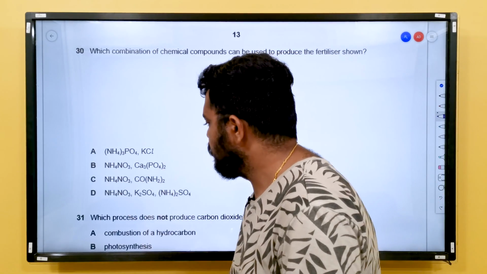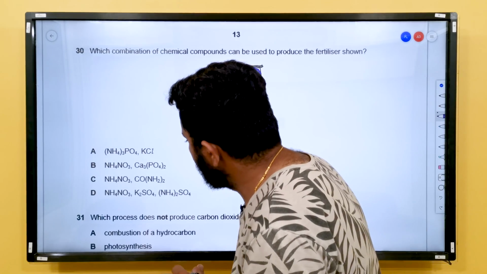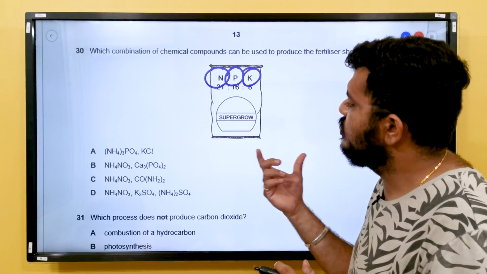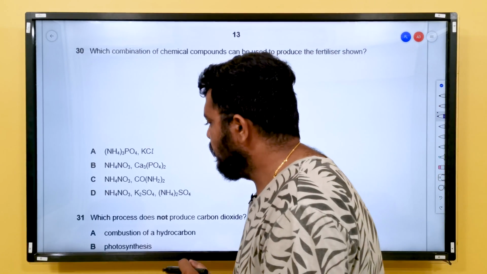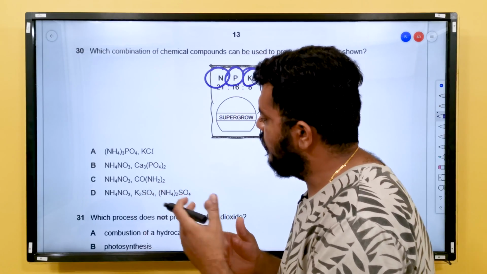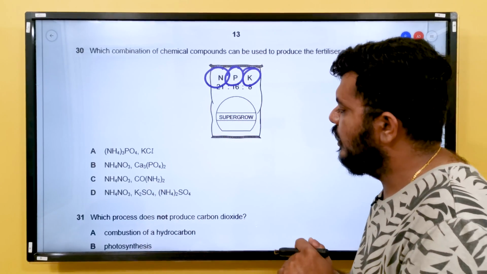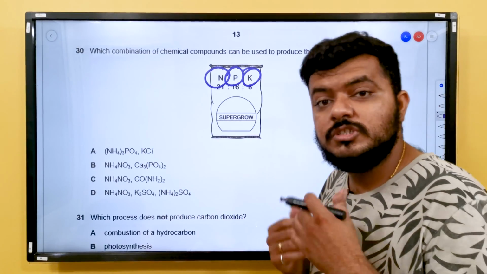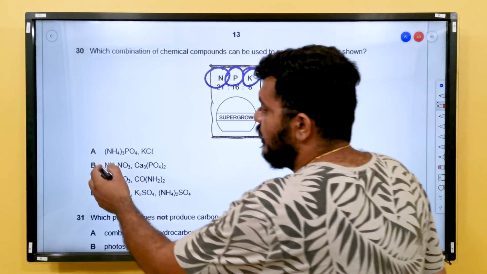Let's look at the next one. Ammonium nitrate, and it seems to be (NH2)2CO. This also does not contain phosphorus. Cannot be your answer. Then you have NH4NO3, ammonium nitrate, potassium sulfate and ammonium sulfate. Again, you don't have phosphorus. So this also can't be your answer. Now, this is your correct answer.